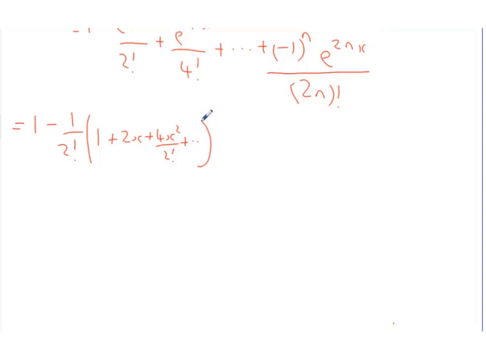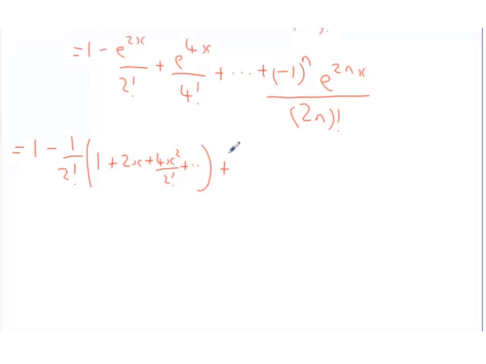Anything bigger than that, x squared, x to the 4, x to the 5, and so on, is not going to be part of it. So now, the next term, in just the same way, we pull out that 1 over 4 factorial, and then we have the power series for e to the 4x, which was 1 plus 4x plus, remember, 4x squared over 2 factorial, so that was 16x squared over 2 factorial, plus dot dot dot.